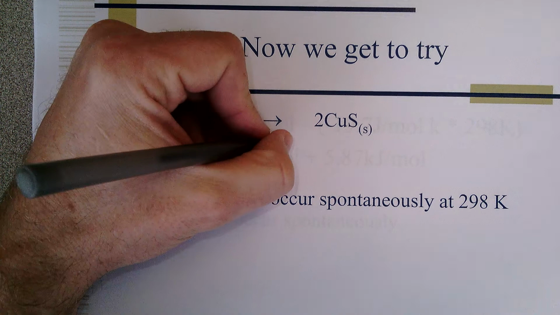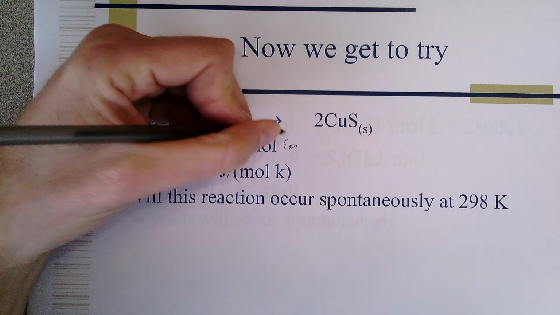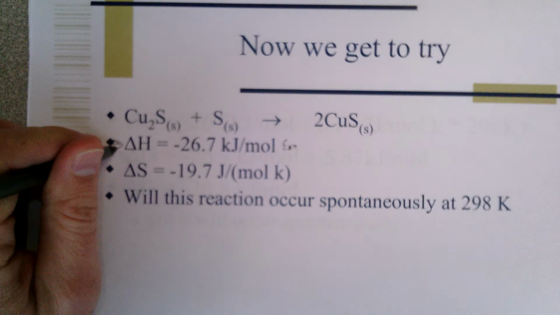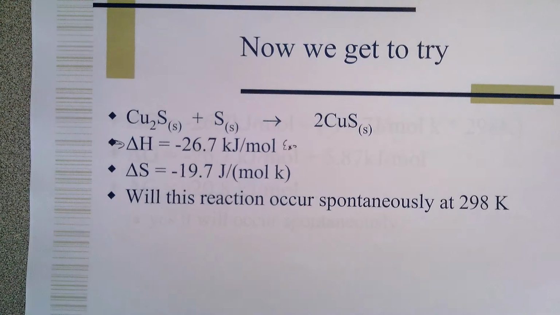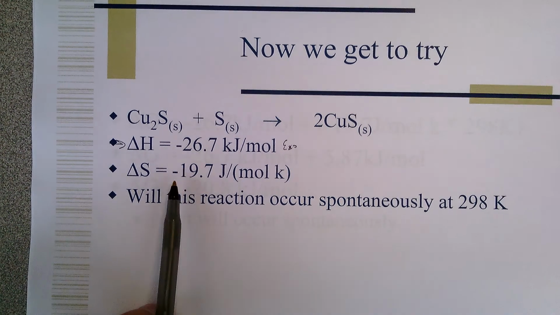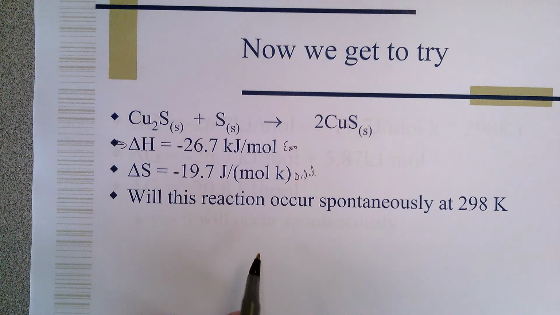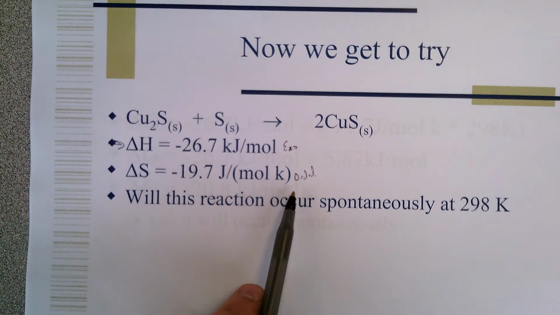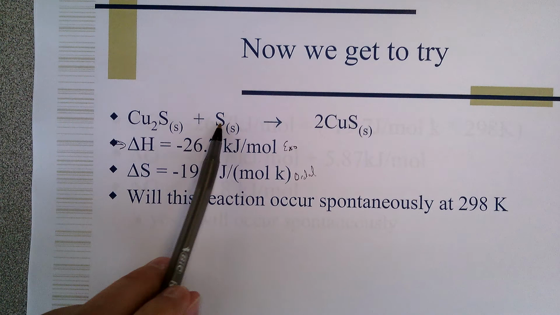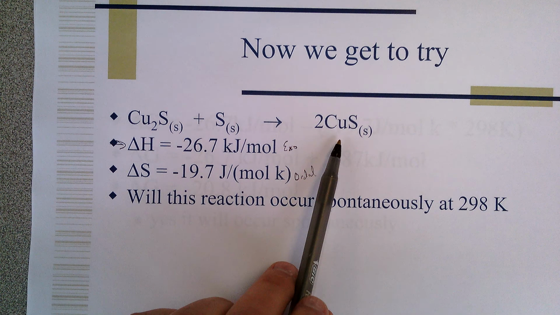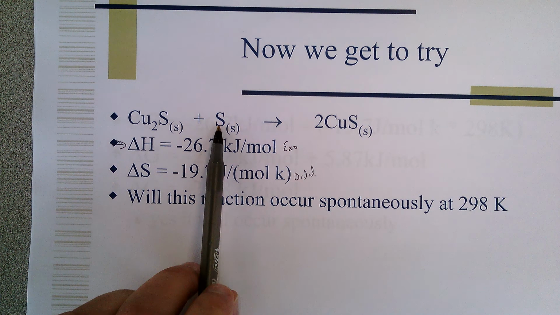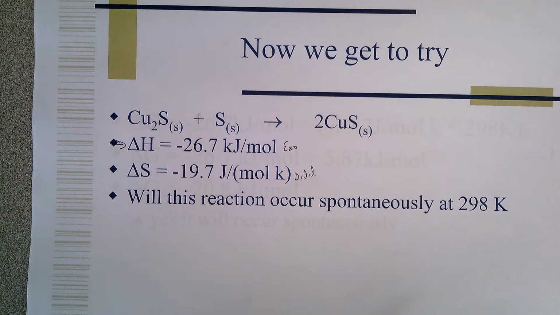So this is exothermic, so that is moving towards spontaneity. This is going to release heat energy. That's going to help drive this reaction to happen. Delta S is more ordered, so that is moving towards it not happening, right? Here we're going from two different types of solids to one type of solid. You're going from copper 1 sulfide and sulfur to copper 2 sulfide.